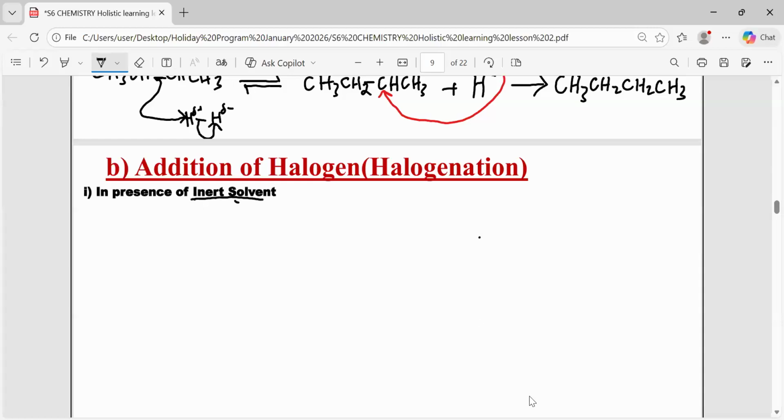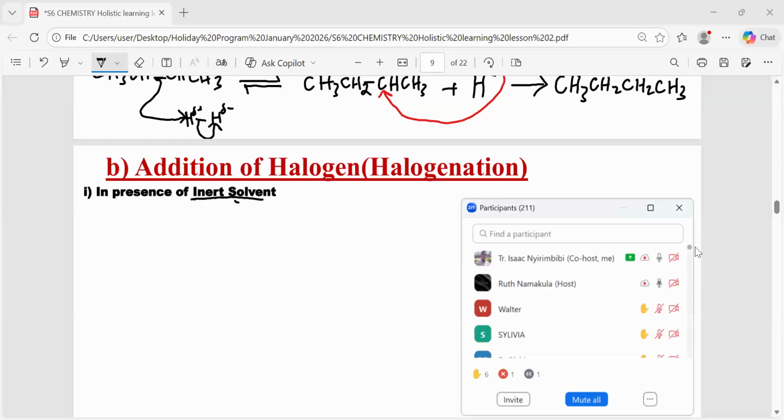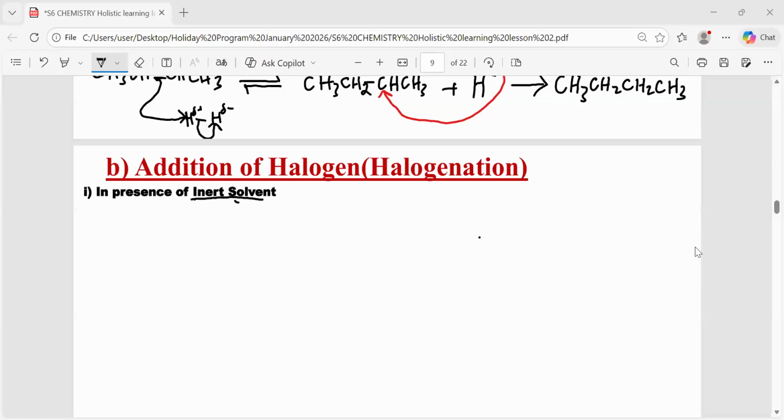Okay, let me have one person I can move with. Who is ready? Yes, teacher. Okay, Ruth, are you ready? Let's move together. Do you know something about addition of halogen in the presence of inert solvent? Yes. Give me an example.